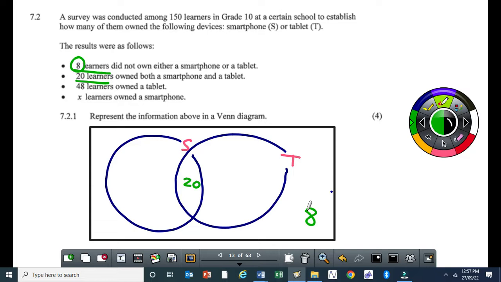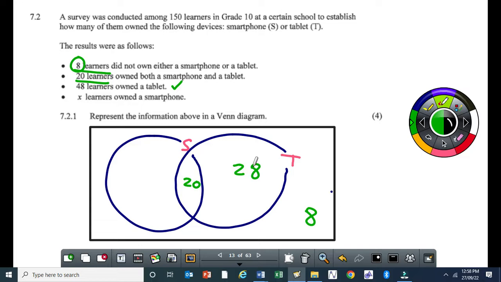Then, if you read the third point now, it says 48 learners owned a tablet. It doesn't say 48 learners owned a tablet only. What this means is that among the 48, we also have these 20 here. They own a tablet. So how many owned a tablet only? It will be 48 minus 20, and that will give you 28. Are you following that?